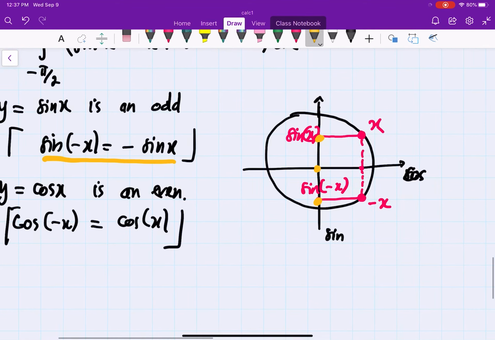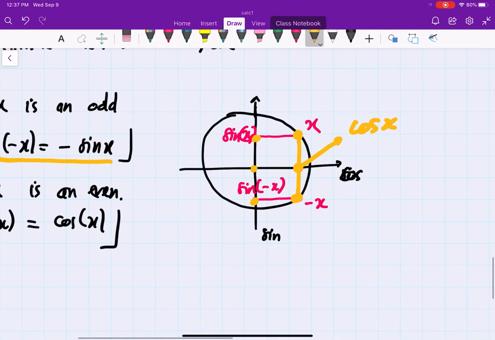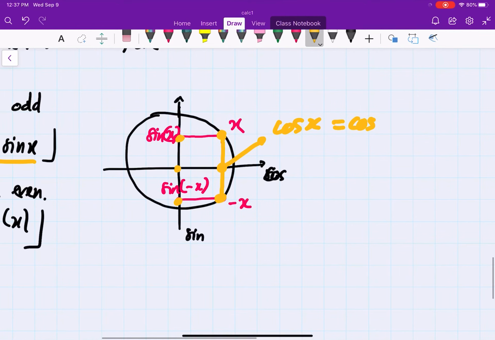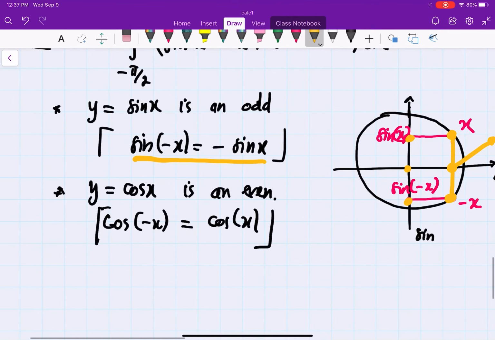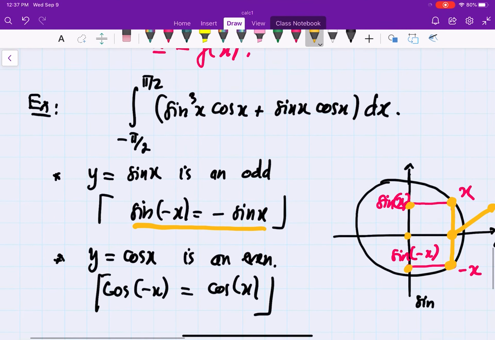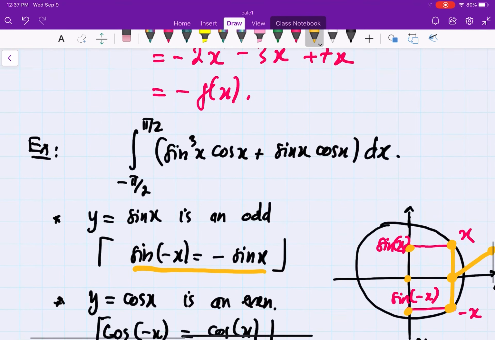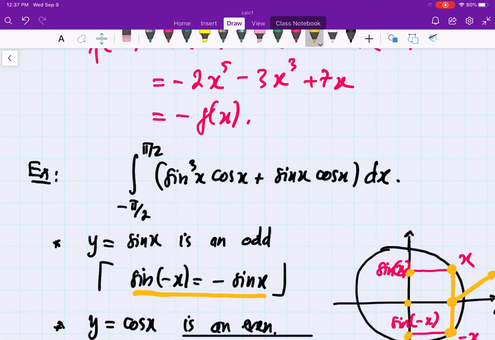You do almost the same thing for cosine. But look at this. You have x in here. You have negative x right here. What is cosine? Cosine is right here. You draw a vertical line, you get cosine. So you see, cosine of x and cosine of negative x share the same position, right? So it means they are equal. So the cosine is even and the sine is odd. Okay? And as we have seen, x cubed is also an odd function.